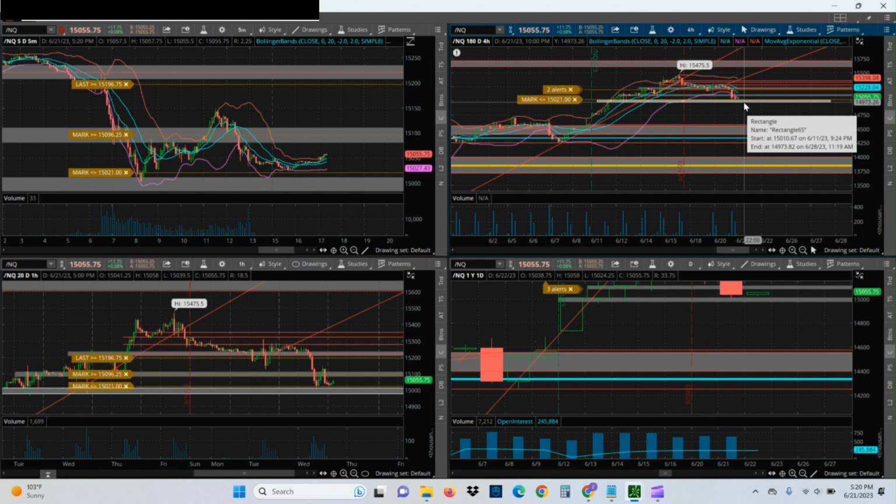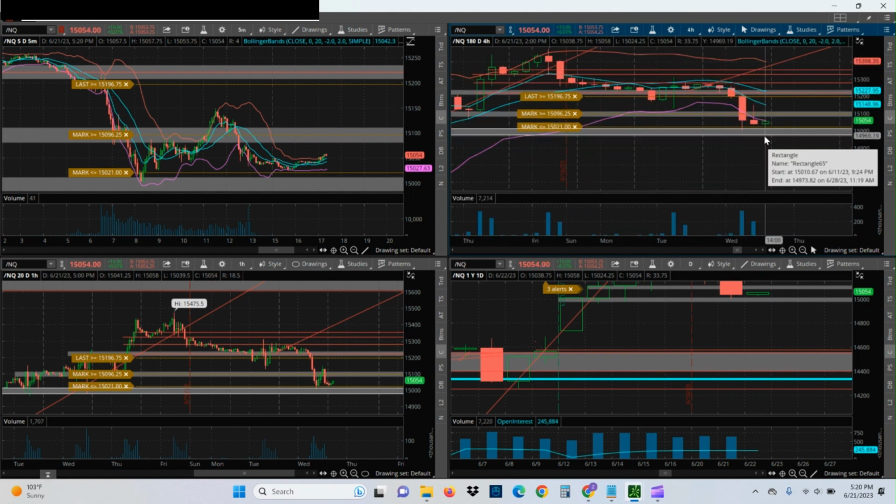It'd be about 120 points from the bottom of this area here. Yeah, so 149.70 down to 148.50. So about 120 points. Okay, so that is the game plan.